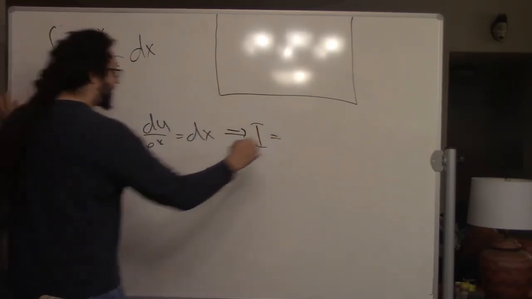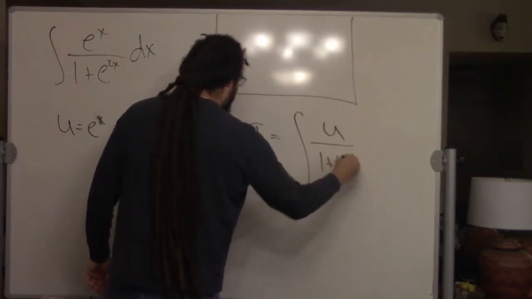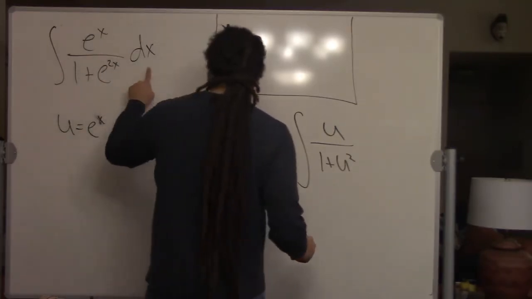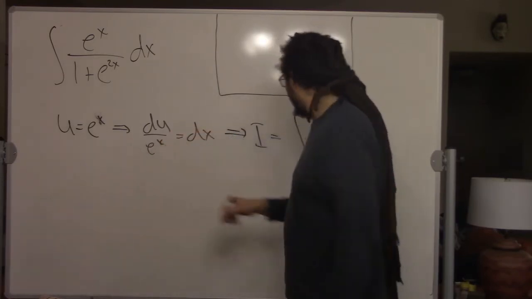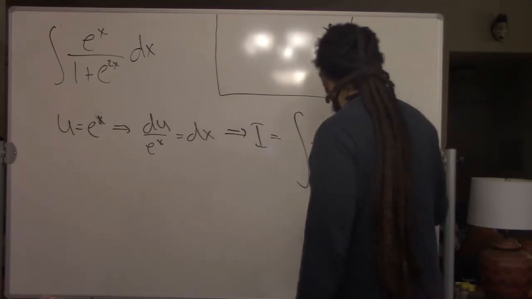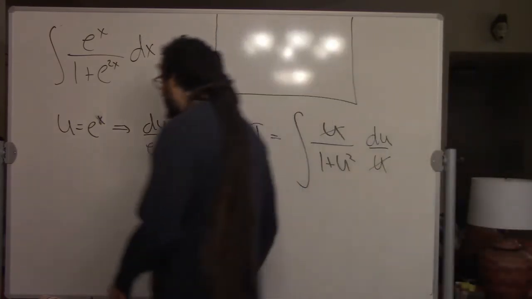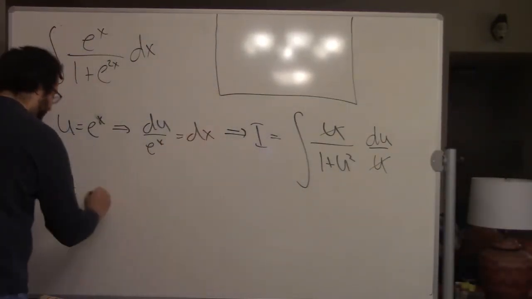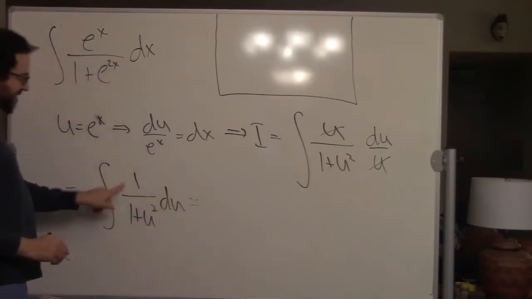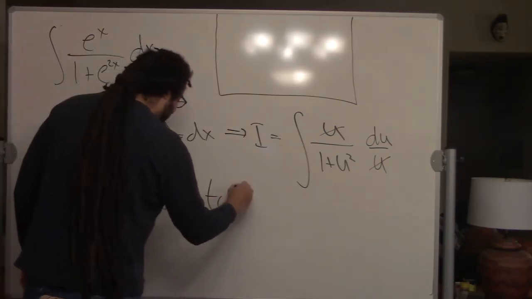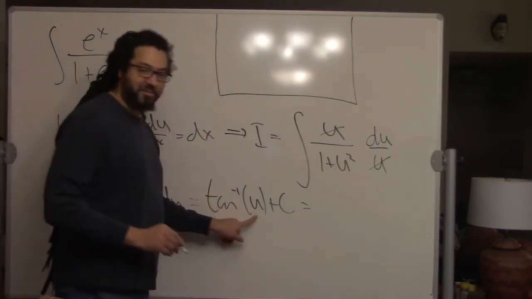So now, when I rewrite it, the antiderivative is u over 1 plus u squared, and then what is dx? It's du over e to the x, or du over u. And so now that's good. Now the u's cancel, and so I get that this thing is really the antiderivative of 1 over 1 plus u squared du. This, of course, is tangent inverse. So tangent inverse of u plus c, and then when I substitute u back in, I get tangent inverse of e to the x.